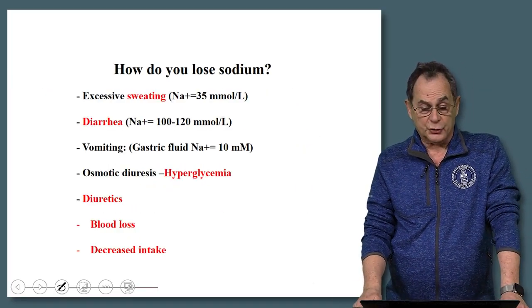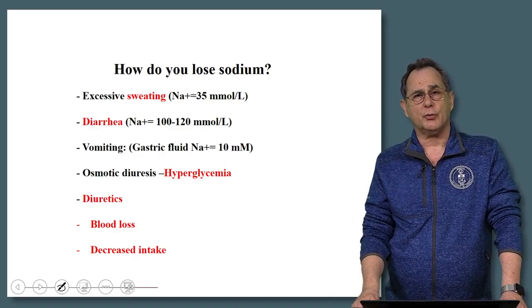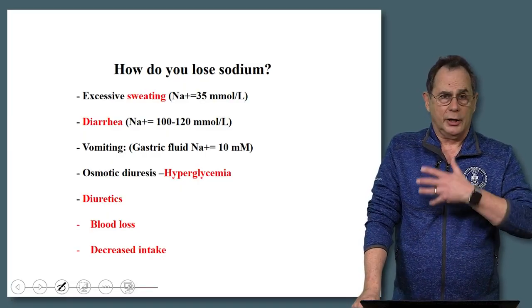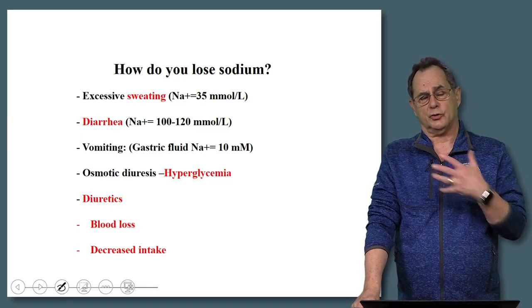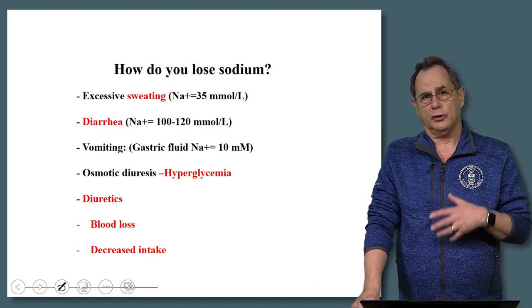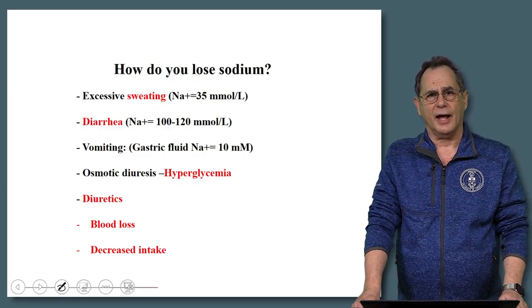So, how do you lose sodium? Well, you can lose sodium by sweating. The average sodium concentration in sweat is about 35 millimoles per liter. So you can imagine that if you're out in a gymnasium working and sweating, or playing football, or wearing a heavy uniform in a hockey arena, you're going to lose salt. And we're not going to talk too much about the regulation of that.